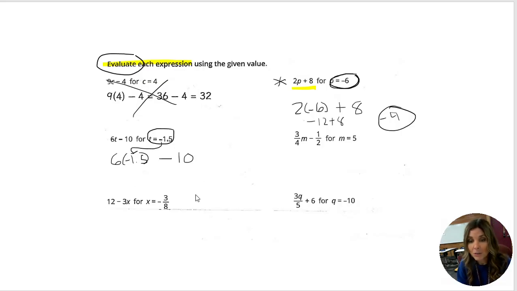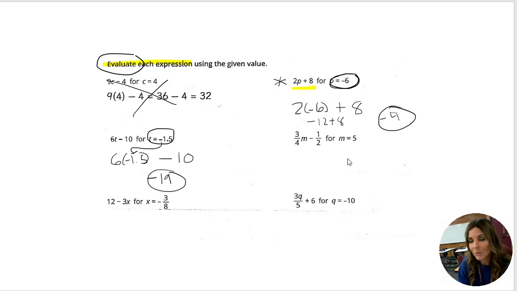Make sure that when you're doing this, you follow order of operations. So in order of operations, we always multiply before we add or subtract. So we're going to take the 6 times -1.5, and then we're going to combine that with a -10, and that is going to give us a -19.